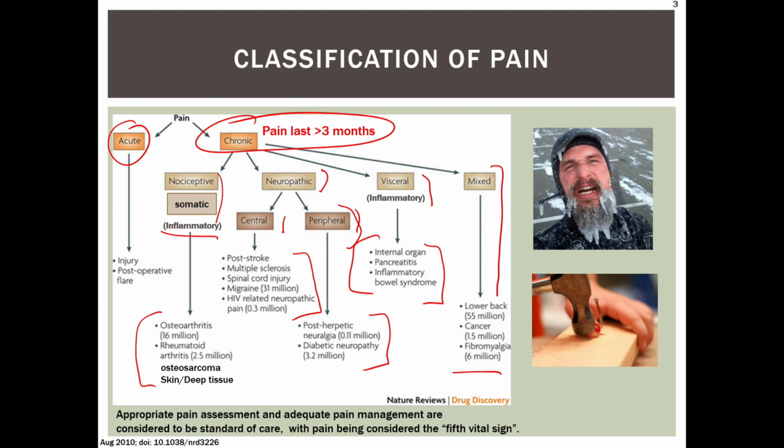And so at the highest level, we would be looking at acute and chronic pain, pain lasting greater than 3 months. And then really what we want to think about is appropriate pain assessment and making sure that we're thinking about adequate pain management. This is considered a standard of care, and pain sometimes is actually considered a 5th vital sign. The 4 core vital signs: heart rate, blood pressure, respiration, and temperature. And then levels of pain can be considered also a vital sign.